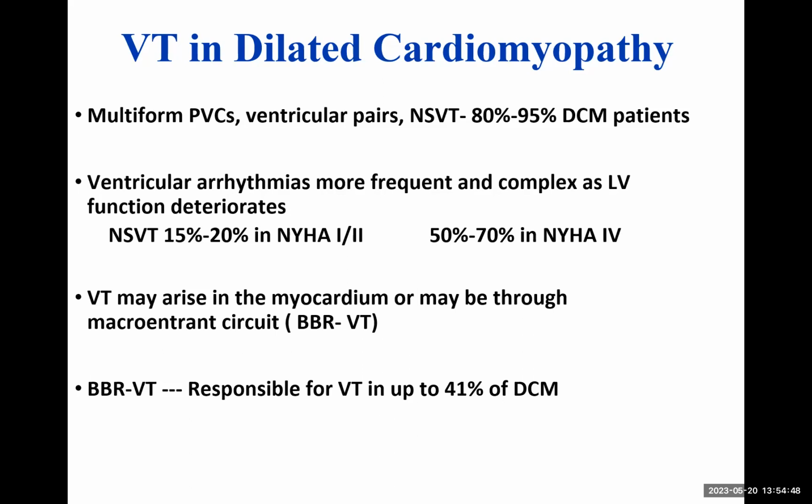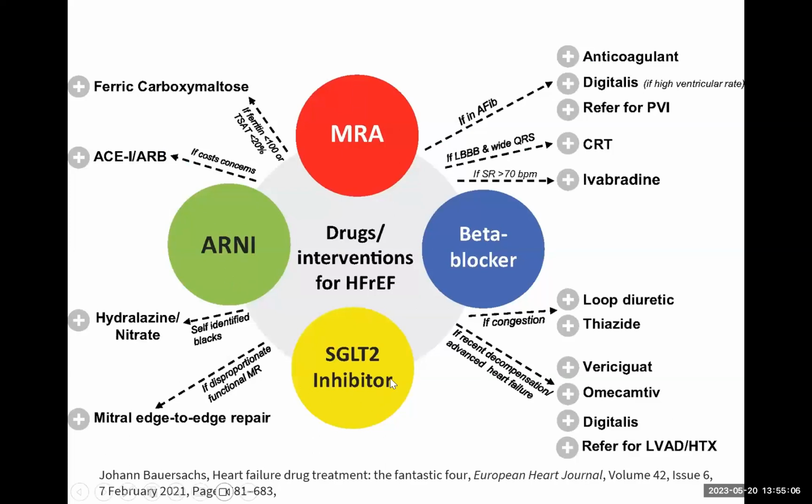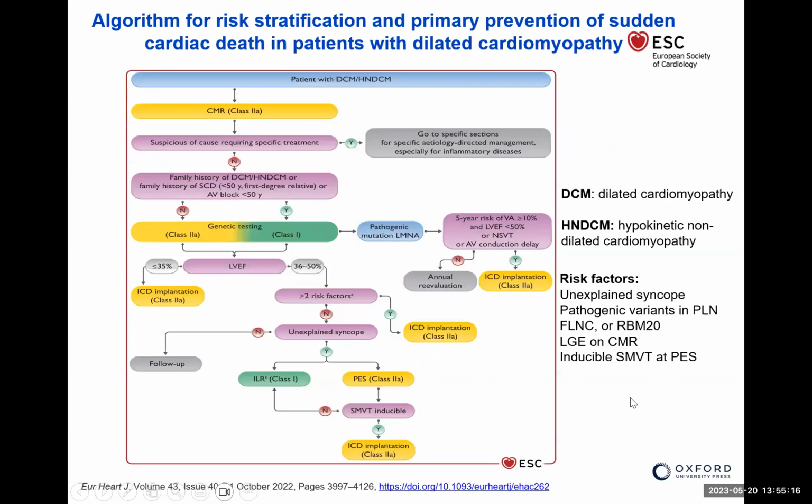We know the first therapy to prevent arrhythmia is to put them on appropriate medical therapy. There is reduction in mortality with ACE inhibitors, ARBs, beta blockers, and mineralocorticoid inhibitors. And also there is reduction in mortality with ARNI and with SGLT2 inhibitors. So in dilated cardiomyopathy, to prevent arrhythmia, the first thing is to start them on optimal medical therapy. How to manage tachycardia in those patients?